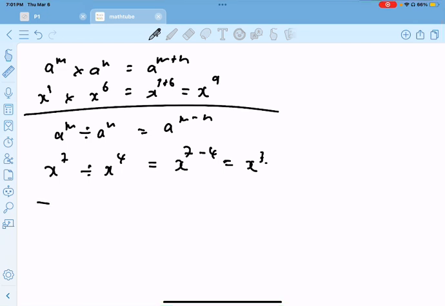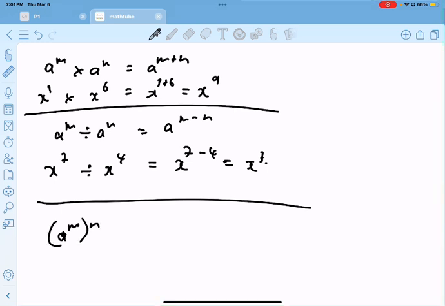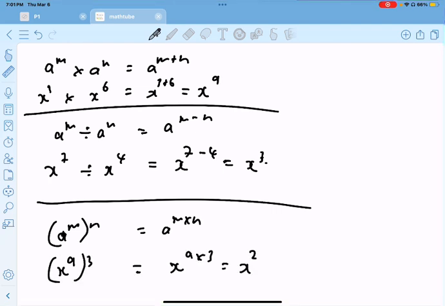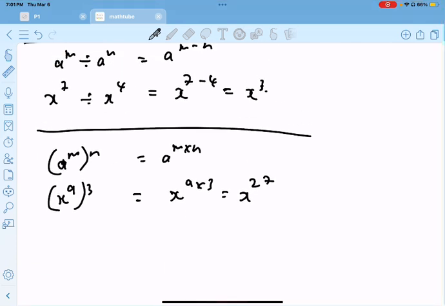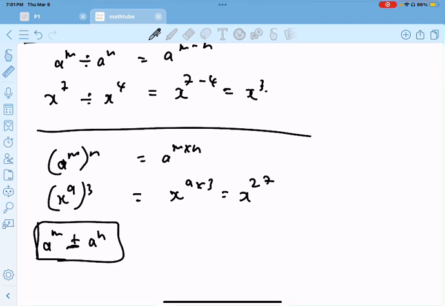That is the second law, and the third law is a to the power m, and then power that again by n. This will equal a to the power m times n. An example of this: x to the power 9, cubed, you get x to the power 9 times 3, which is x to the power 27. Those are three rules that we have to know. Remember, if the powers are not multiplied and rather added, so a^m plus a^n, it will stay the same, plus or minus. Those are the laws we need to know.